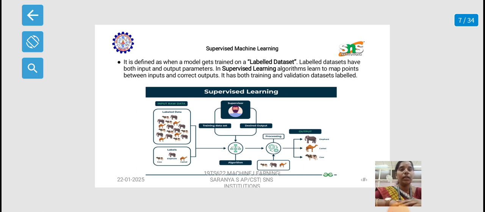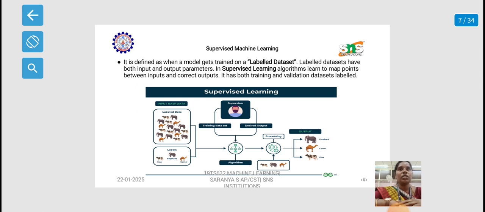The first one is supervised machine learning. Supervised machine learning is defined as when a model gets trained on a labeled dataset. The labeled dataset has both input and output parameters. In supervised learning, the algorithm learns to map points between inputs and correct outputs. It has both training and validation datasets labeled.